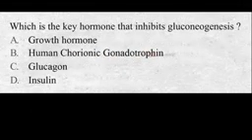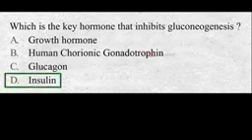Which is the key hormone that inhibits gluconeogenesis? A. Growth hormone, B. Human chorionic gonadotrophin, C. Glucagon, D. Insulin. And the correct answer is D. Insulin.